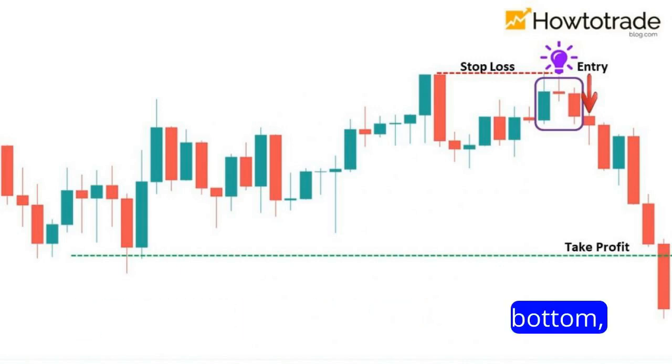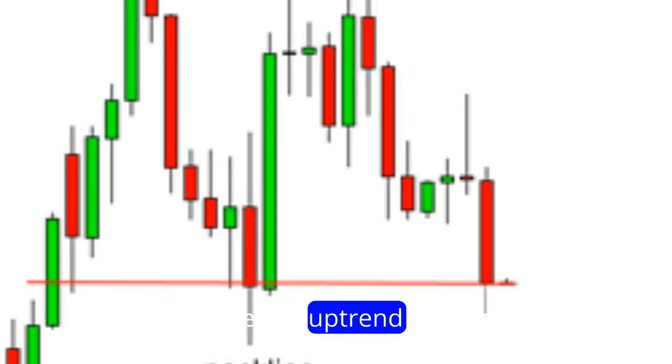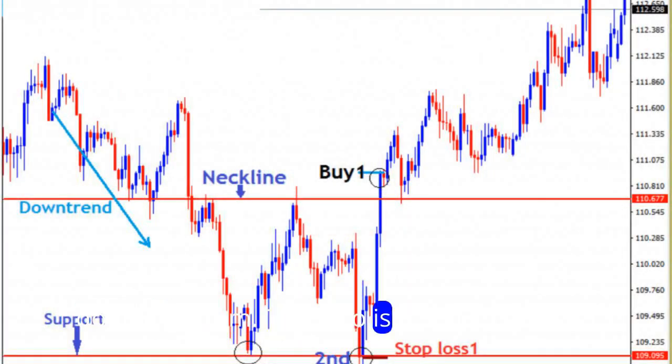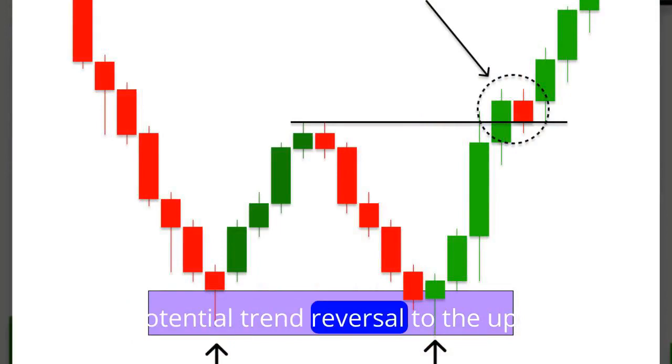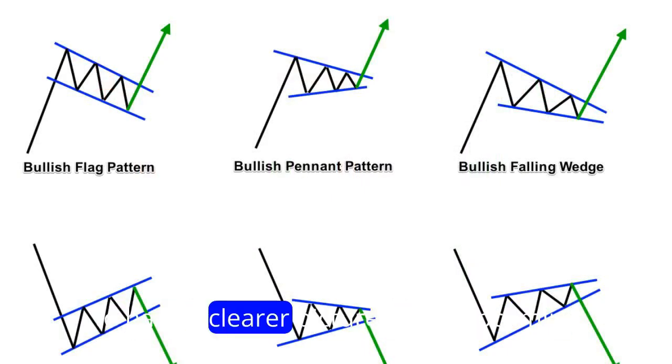Double top and double bottom. Double top, this is a bearish reversal pattern formed after an uptrend, suggesting a potential trend reversal. Double bottom, this also is a bullish reversal pattern seen after a downtrend, signaling a potential trend reversal to the upside. Paying attention to these patterns helps to have a clearer picture of the upcoming market trend.